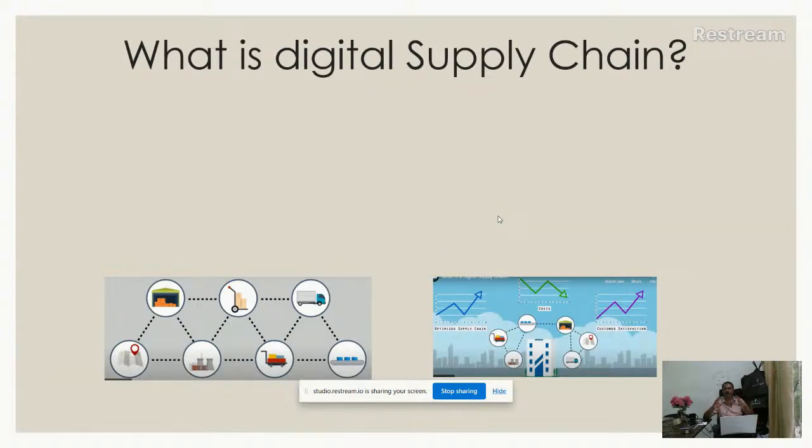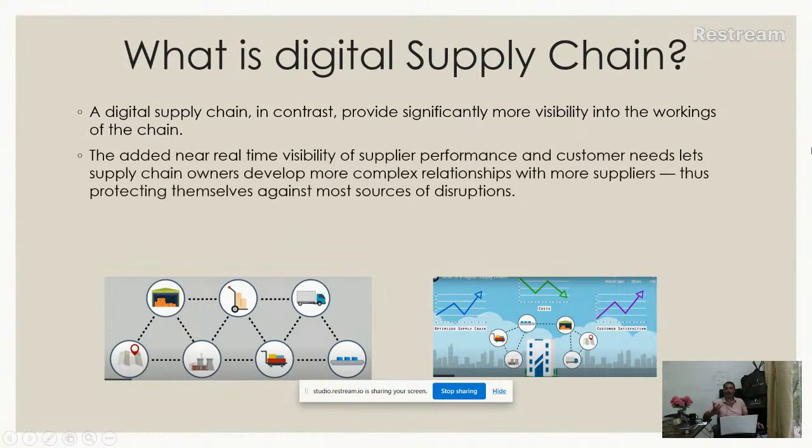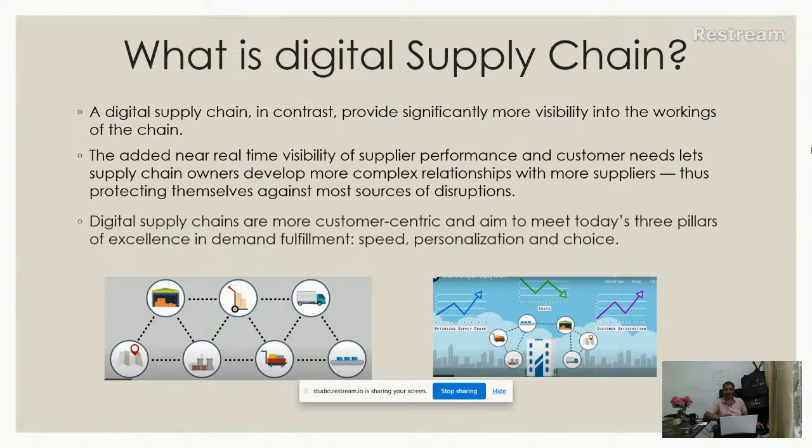All functions within the organization, as well as external partners like suppliers or customers, are totally integrated. So it will provide more visibility into the working of the supply chain. You will know where the problem is. If one supplier is not in a position to supply, then you try to arrange an alternate vendor, or if you have a problem with the logistics partner, you try to arrange a different mode. So ultimately, you are going to honor the commitment you have made to your customer.